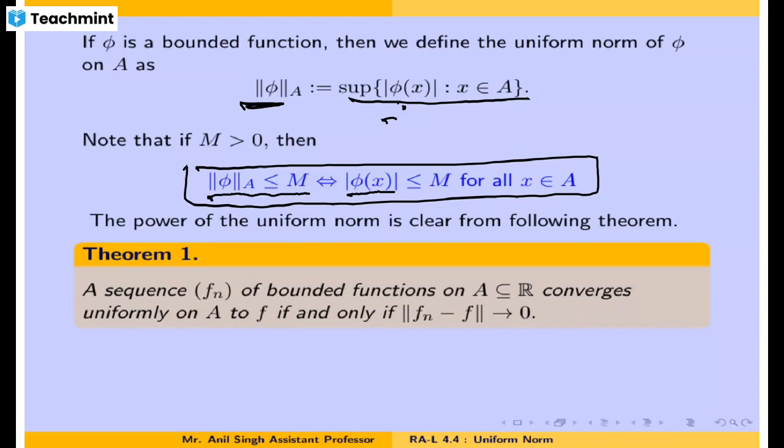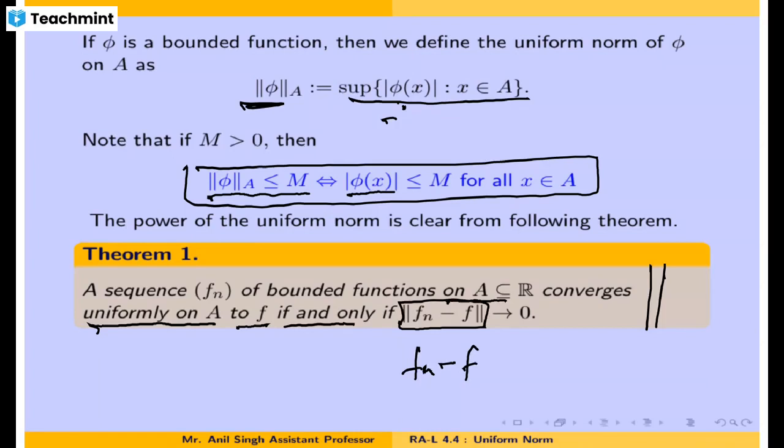In it we have a necessary and sufficient condition for a sequence of bounded functions to be uniformly convergent. It states that when you have a sequence f_n of bounded functions on a subset A of R, then this sequence converges uniformly on A to a function f if and only if this sequence of numbers converges to zero. That means you have to find the norm of the difference of f_n and f. When you find this, it will be some number M_n. It says that if this sequence M_n converges to zero, then the sequence of functions f_n is uniformly convergent, and its converse also holds.